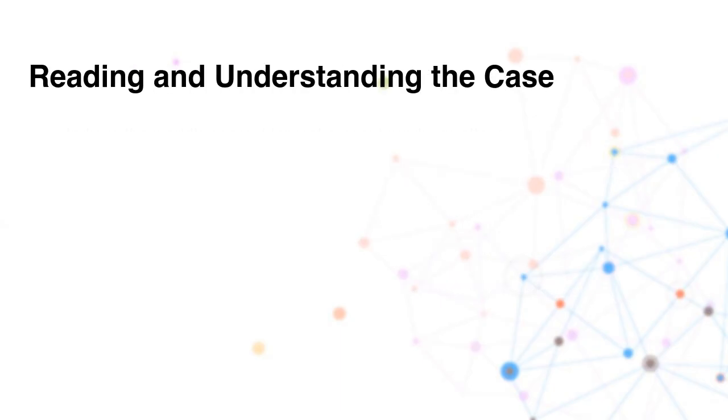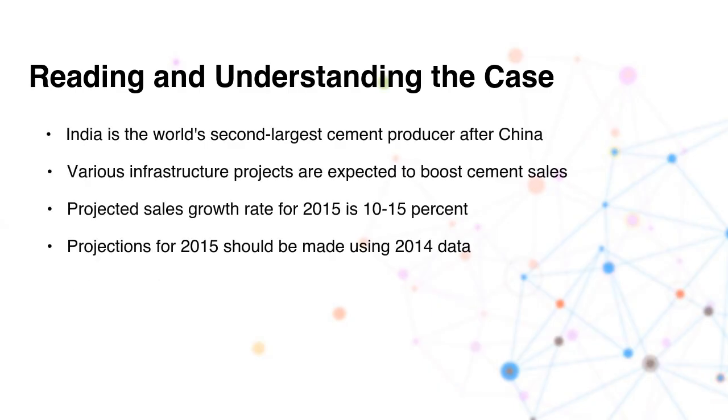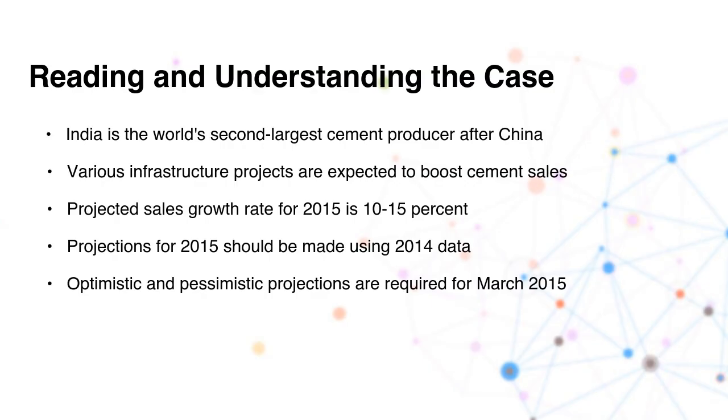The case study is set in India, the world's second-largest cement producer after China. With various infrastructure projects expected to boost cement sales, the industry anticipates a sales growth rate of 10 to 15% for 2015. The task at hand is to create both optimistic and pessimistic projections for March 2015 using data from 2014.